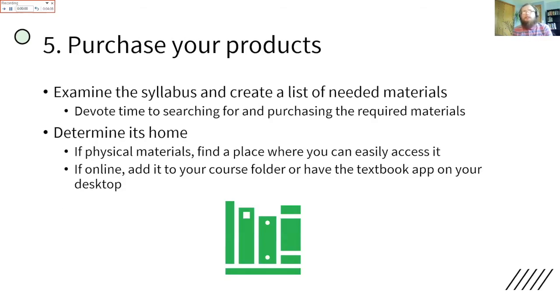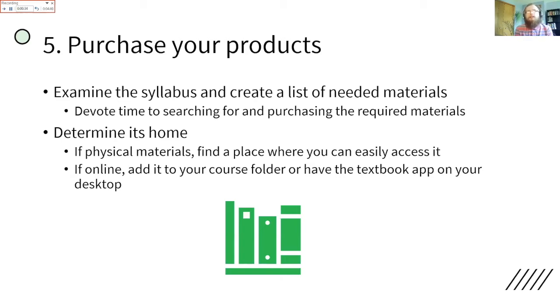Purchase your products. So now that we have the syllabus, now that it's been past day one, we have a list of everything that we need to get. So what we ought to do is combine all of what all of our syllabuses, or syllabi, say about the needed materials, put that together on one list, and actually devote time to searching for them and purchasing them, whether that be digitally or physically. That can be a very important part as well, determining what needs to be digital for me to own and what needs to be physical for me to own.